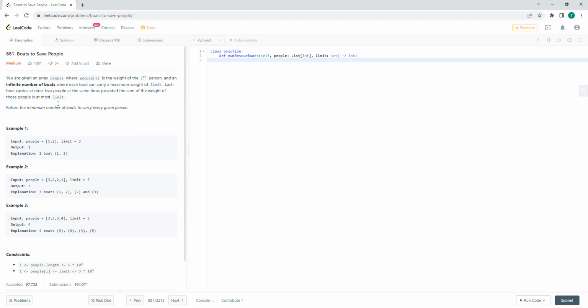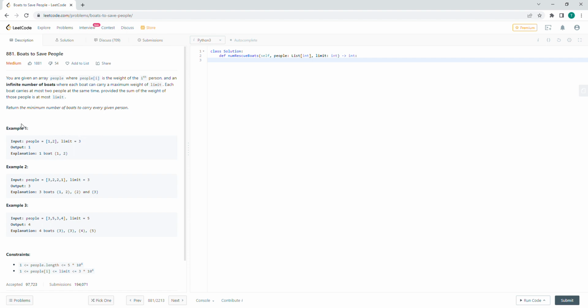Boats to save people. You're given an array of people where people at index i is the weight of the ith person, and an infinite number of boats, where each boat can carry a maximum weight of limit. Each boat carries at most two people at the same time, provided the sum of the weight of those people is at most limit. Return the minimum number of boats to carry every given person. So this is quite a heavy math-related one.